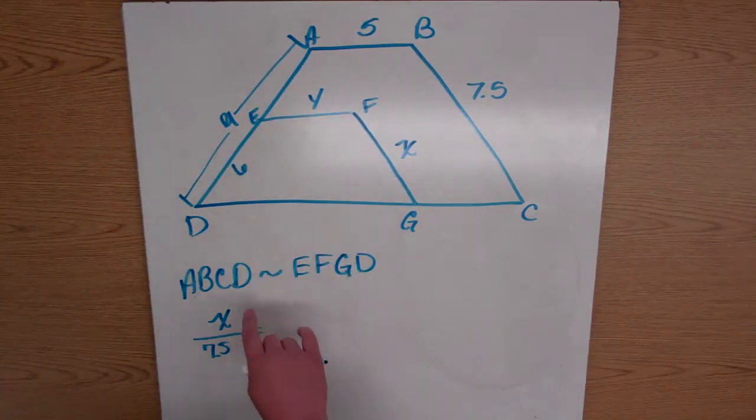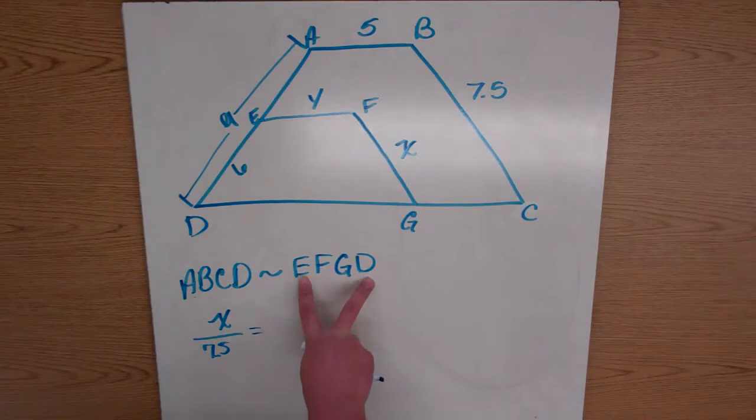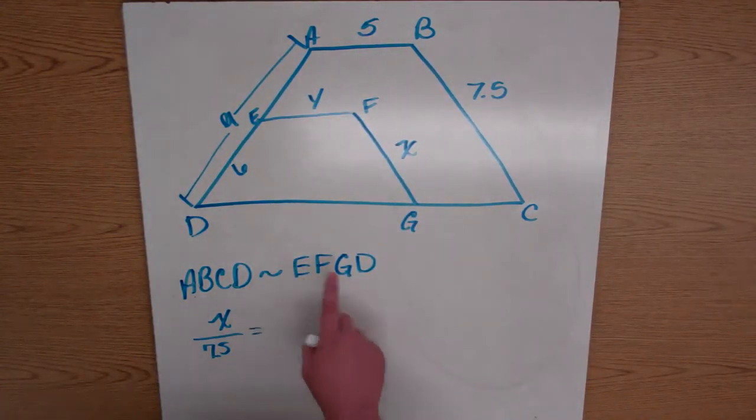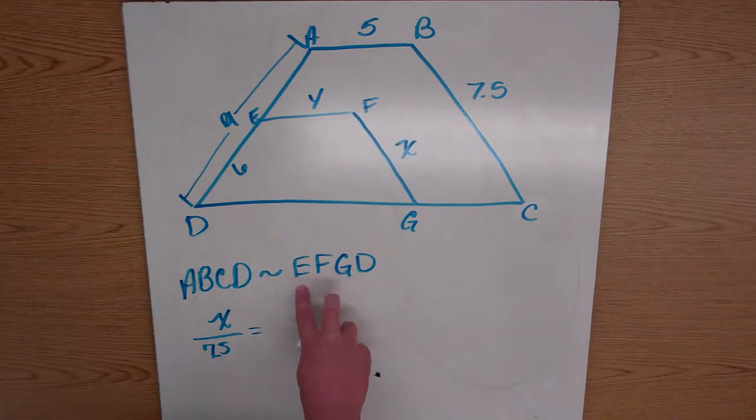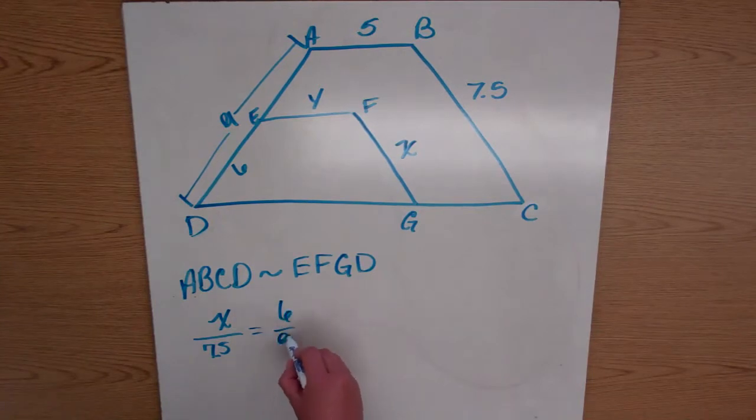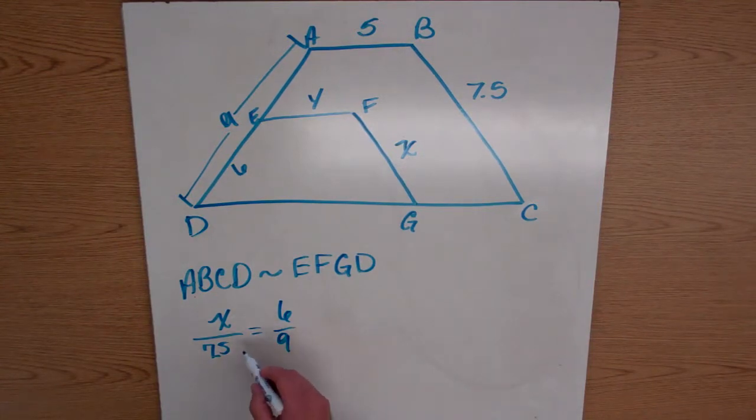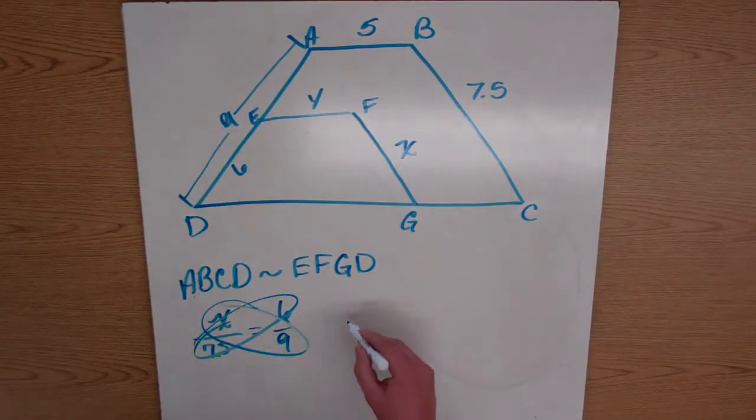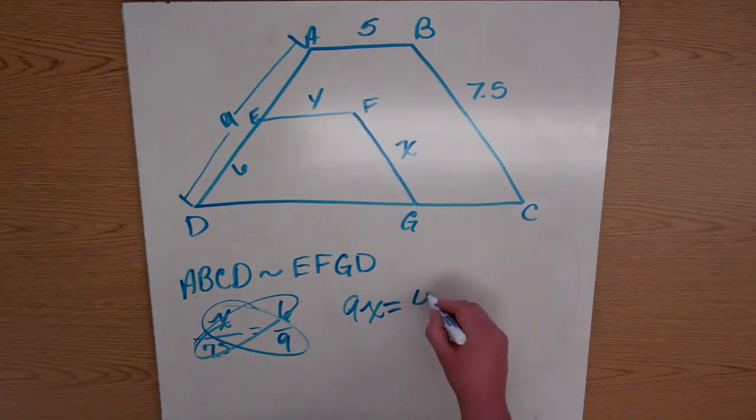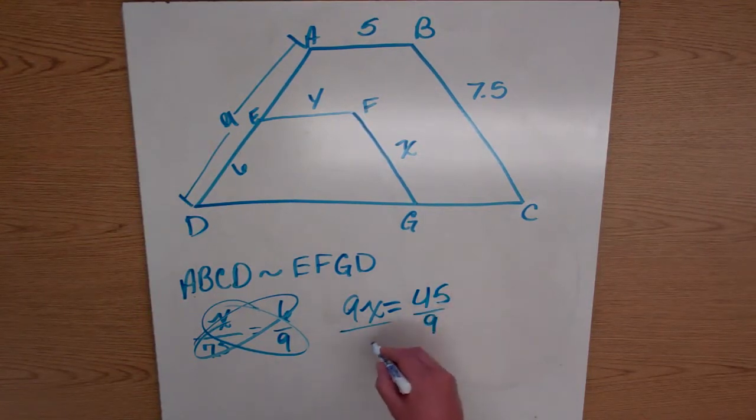So we have DE in the same position as DA. Even though they're overlapped, doesn't mean we can't reuse the vertex. Since DE and DA are in the same position, DE is 6, DA is 9. So now we just cross multiply. We have 9x equals 6 times 7.5, which is 45. Divide both sides by 9. So x equals 5.